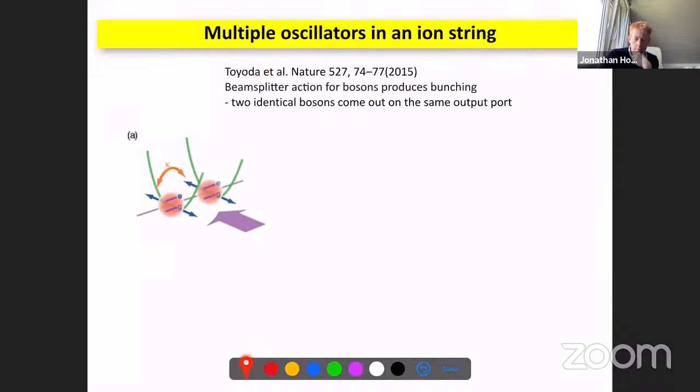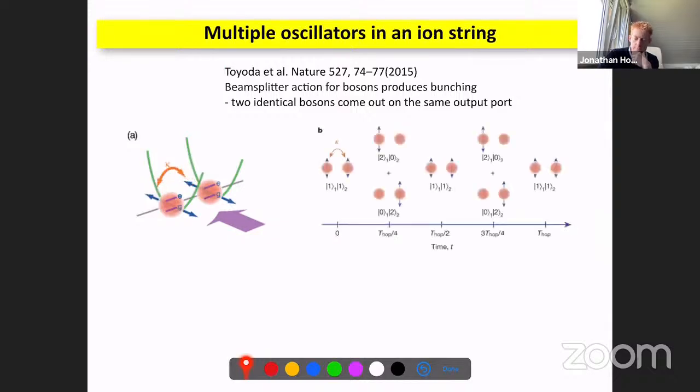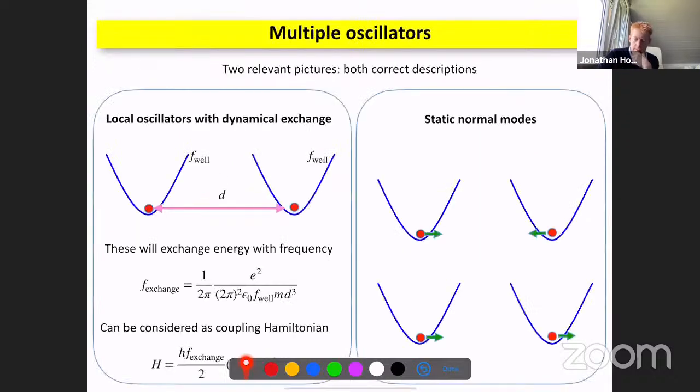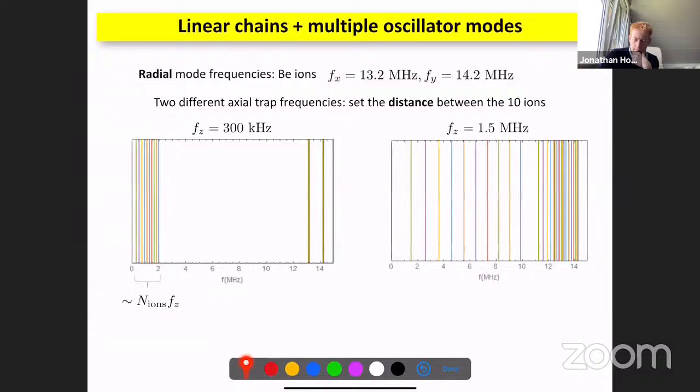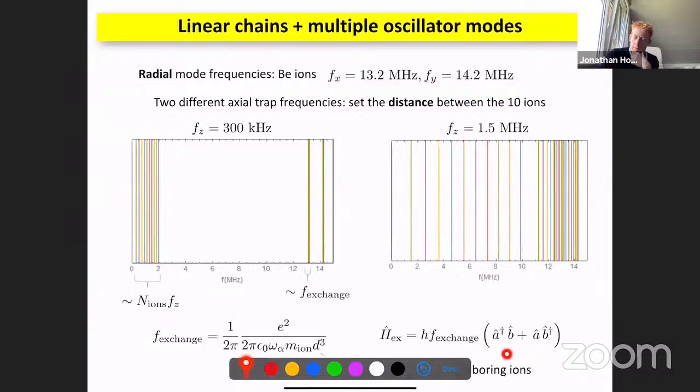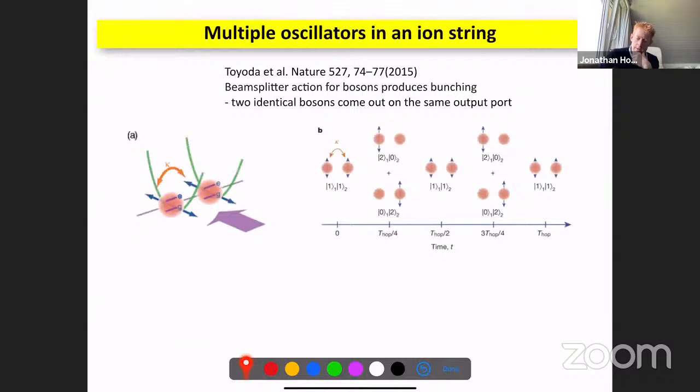This was from the group in Osaka, Kenji Toyoda and colleagues, where they have really two ions each in a radial potential, and they consider this hopping term, this kappa, as the exchange between the two ions. Now, the oscillations are bosons, right? So the type of Hamiltonian that I showed you is a beam splitter type Hamiltonian, right? So what can they do here? They can start the system off with a quantum in each well, and they will interact according to the beam splitter.